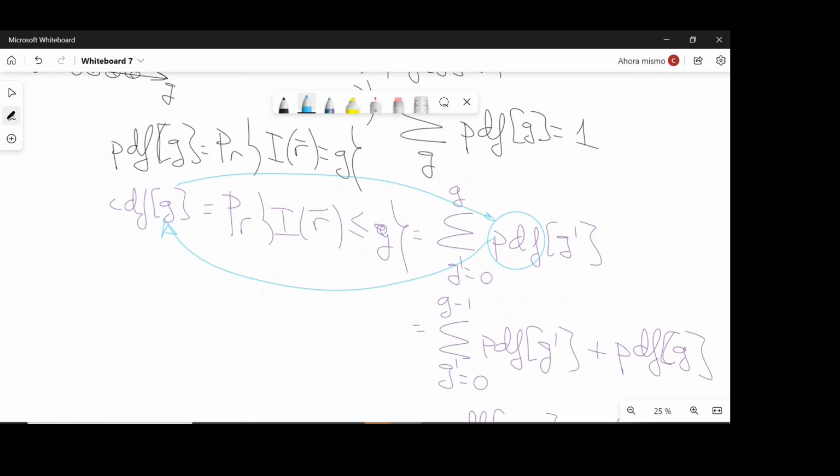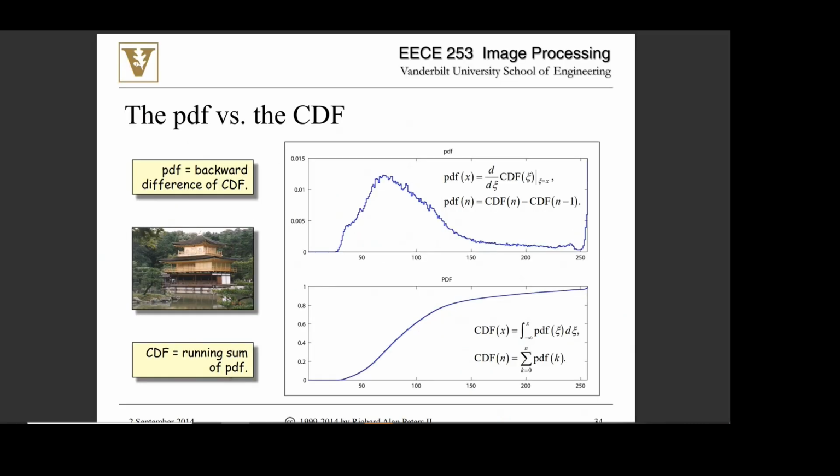So these two functions have the same information. It doesn't matter if I give you the PDF or the CDF. If I give you one, you can automatically complete the other. Okay, so this is what is shown here. If you give me the PDF, I can complete the CDF. If you give me the CDF, I can complete the PDF. And this is if images are discrete, so the gray value is discrete.